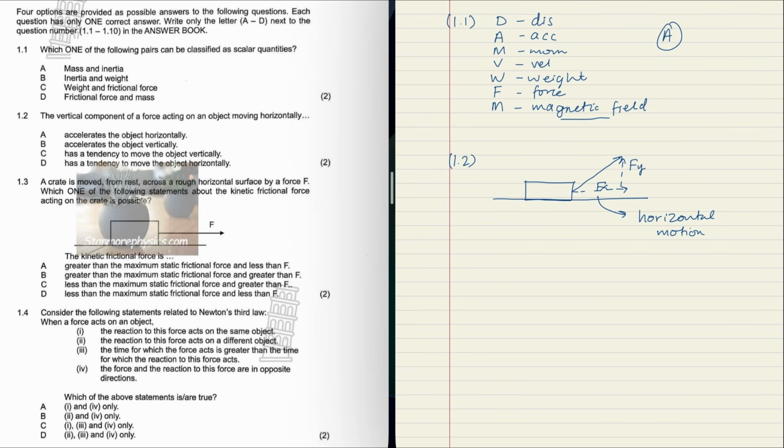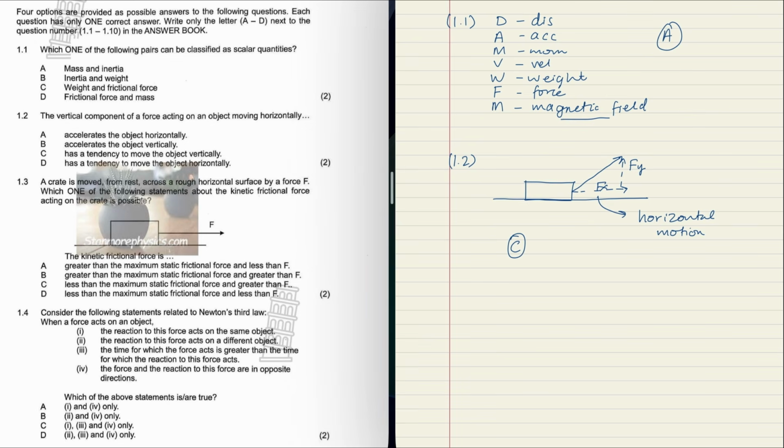Option B accelerates the object vertically. Whatever this is, it's moving on a table. The object is not moving upward, so it's not going to accelerate the object vertically, so that's out. C has a tendency, so that sounds more or less correct, that word tendency, because it's not actually doing it, but it tends to do it. So it has a tendency to move the object vertically. That sounds correct because a vertical force will tend to move an object vertically. Or D has a tendency to move an object horizontally. That's out. So the most correct answer is C.